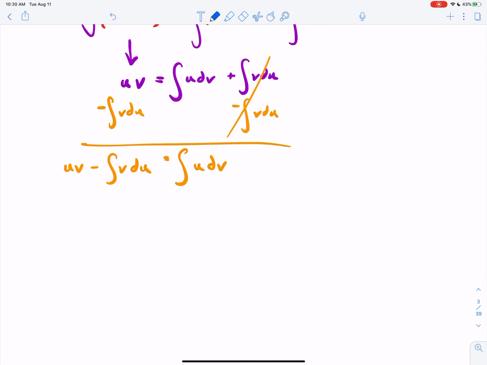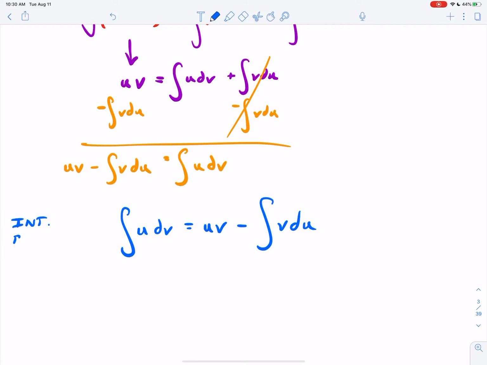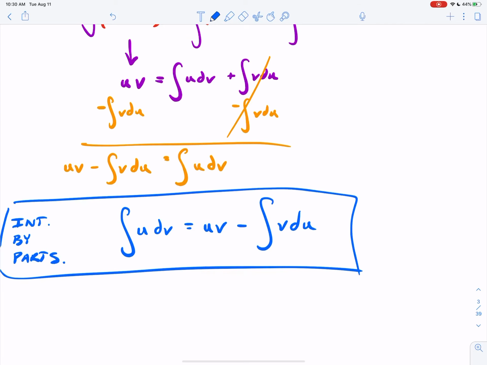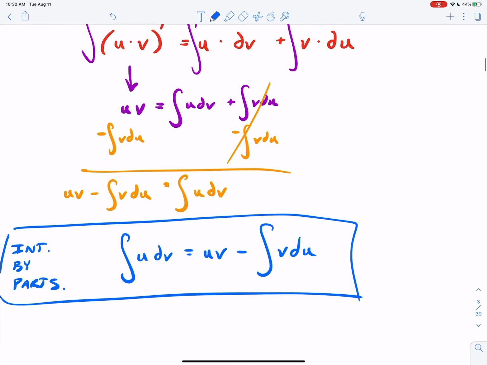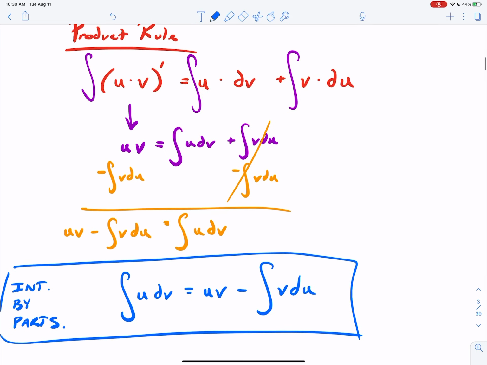So here we go. I'm just going to reverse this a little bit. The integral of u dv, that's my right side, I just put on the left, is going to be uv minus the integral of v du. This is your integration by parts. Okay, make sure you guys are writing this down. Okay, so why is this helpful, right?